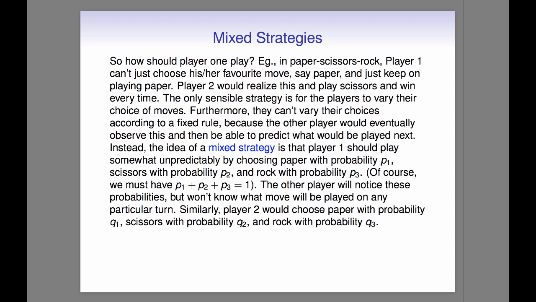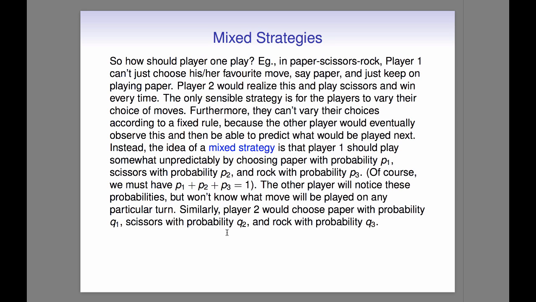Now, the key notion in this whole theory is the notion of a mixed strategy. The point is that you can't just choose what the best single move is, and play that move repeatedly. For instance, in paper, scissors, rock, if your favourite move happened to be paper, for instance, and you kept playing paper, player 2 would realise this and simply adjust their strategy and beat you every time. So in paper, scissors, rock, and in most of these kinds of games, you need to play a mixed strategy.